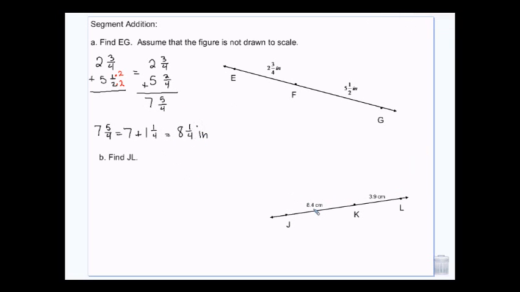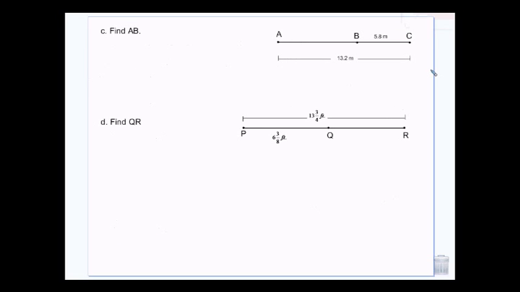The decimal part's easier. We don't have to convert anything. So 4 plus 9 is 13, carry my 1, 8 plus 4 is 12, carry my decimal down, I get 12.3 centimeters. If you have segment addition, you have segment subtraction. It's the same thing. If the whole thing is 13.2 and this small piece is 5.8, I can find out this small piece, I just subtract. So 13.2 minus 5.8.